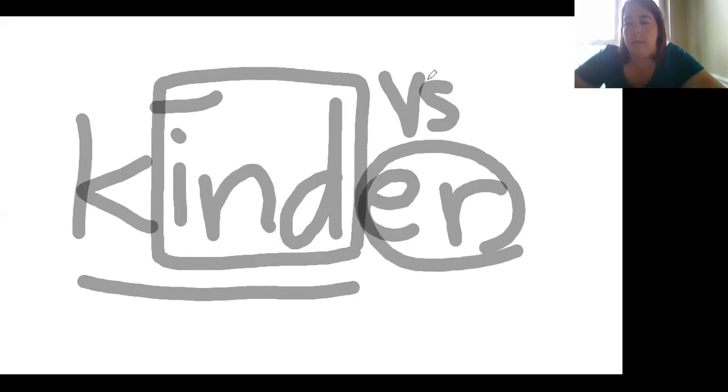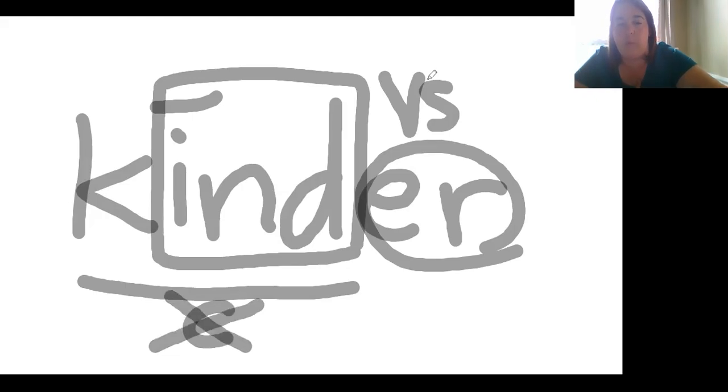And because the I is making a long vowel sound, it's a closed syllable exception. So I'm going to put a C with an X through it. Okay. Let's go ahead and try the word swinging with the suffix ing.